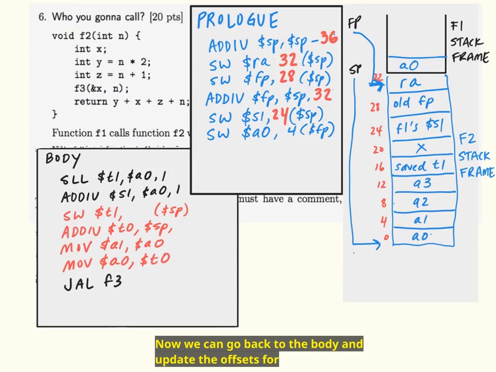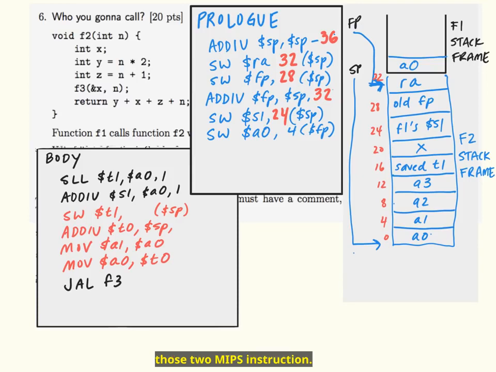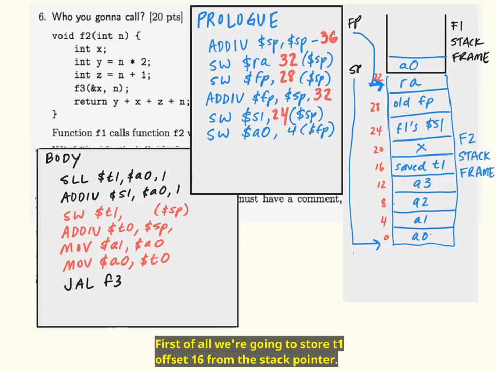Now we can go back to the body and update the offsets for those 2 MIPS instructions. First of all, we're going to store T1, offset 16 from the stack pointer, and the address of X, which needs to ultimately be stored into A0, is going to be 20 bytes from our stack pointer.